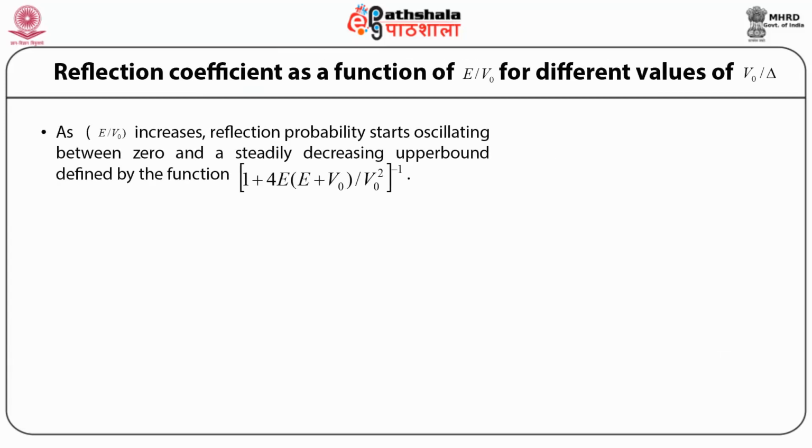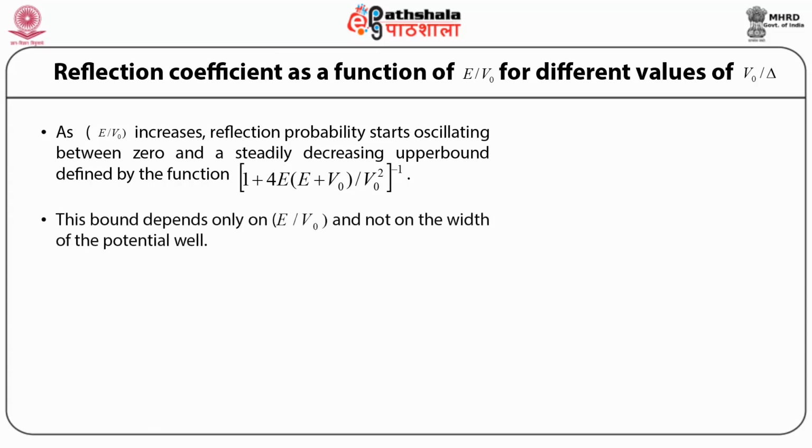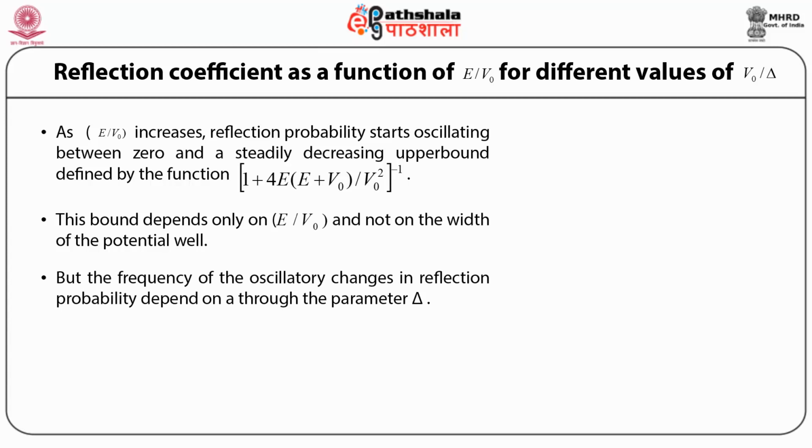As E by V naught increases, the reflection probability starts oscillating between 0 and a steadily decreasing upper bound, which is defined by the function inverse of 1 plus 4E into E plus V naught divided by V naught square. This bound depends only on E by V naught and not on the width of the potential well, but the frequency of the oscillatory changes in reflection probability depends on it through the parameter delta. This behavior is graphically depicted in the following figure.